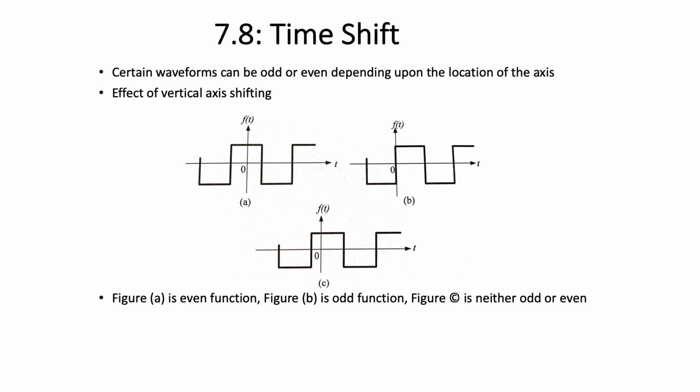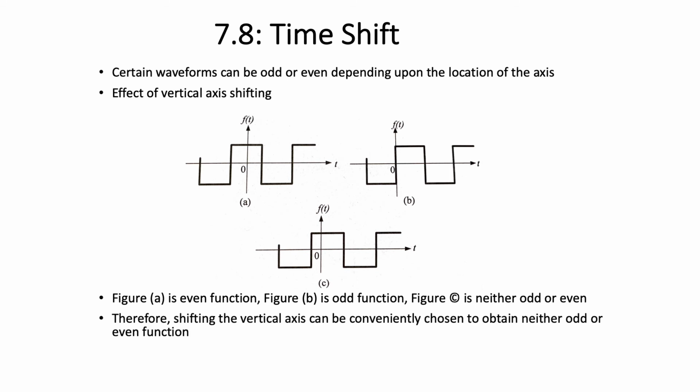And next, when the vertical axis is shifted to the position of figure C, the signal is neither odd nor even. Therefore, shifting the vertical axis can be conveniently chosen to obtain either an odd or even function.